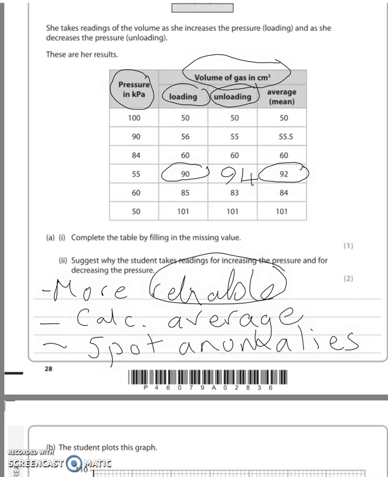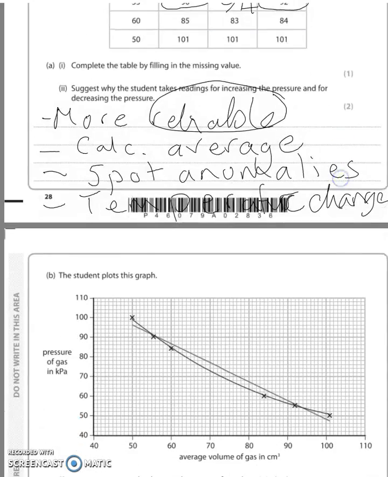You could always try and link it to the actual physics of the experiment as well. In this case, something like temperature might have affected the results. So as she was doing the experiment, there might have been a temperature change. So she's trying to do values to spot if that's happening. Any two of those is fine.